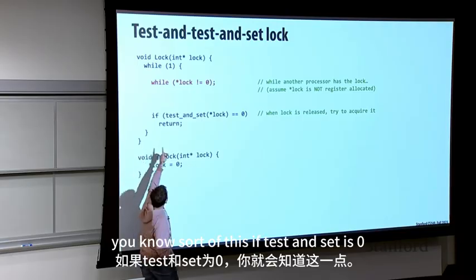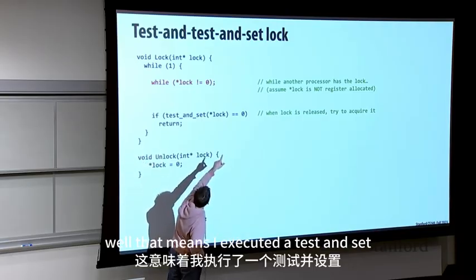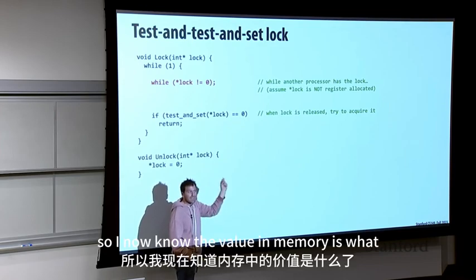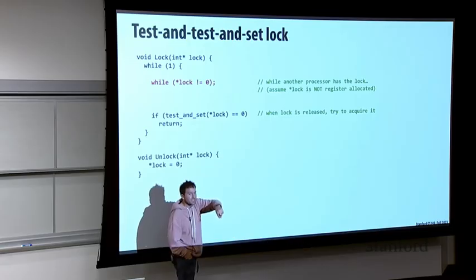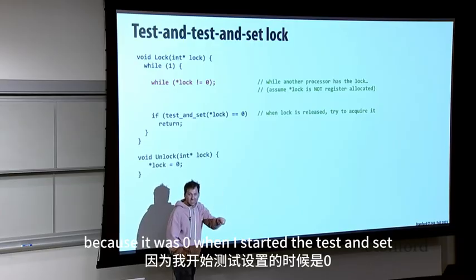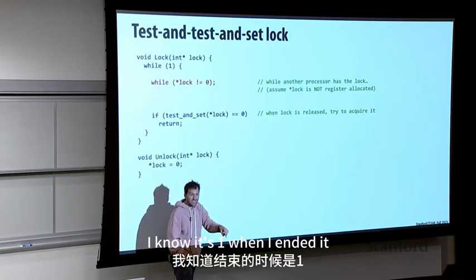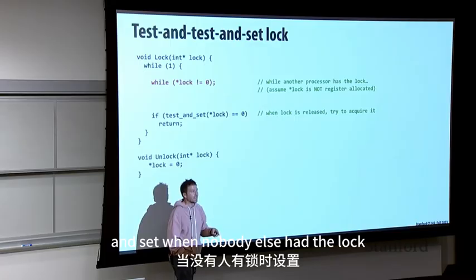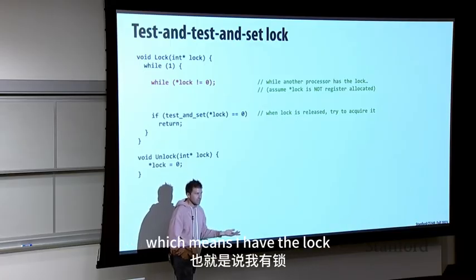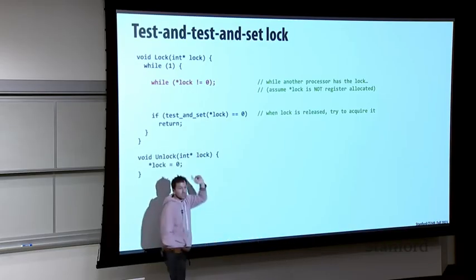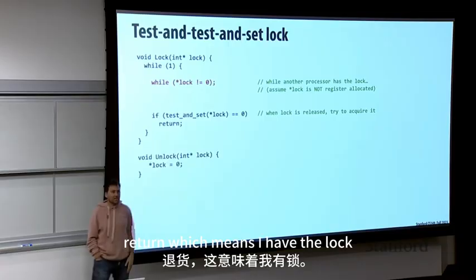So this if test and set is 0. Well, that means I executed a test and set and the return value is 0. So I now know the value in memory is 1. And I also know that I have the lock, because it was 0 when I started the test and set and 1 when I ended it. I executed the test and set when nobody else had the lock, which means I have the lock. So if test and set returns 0, return, which means I have the lock.